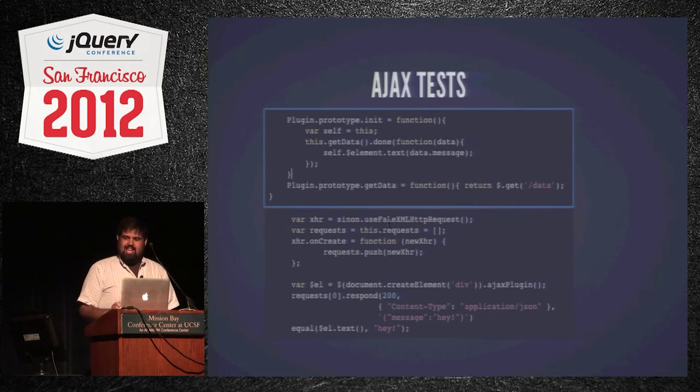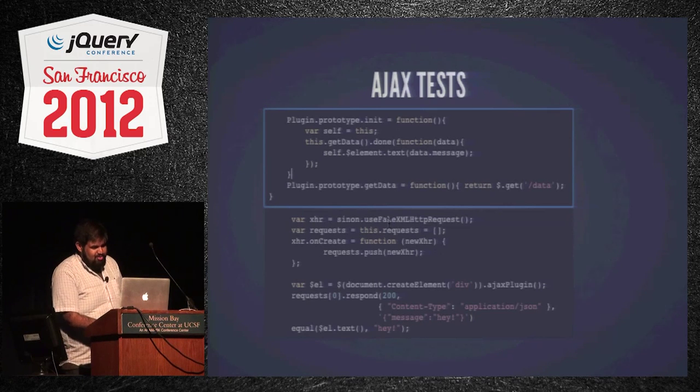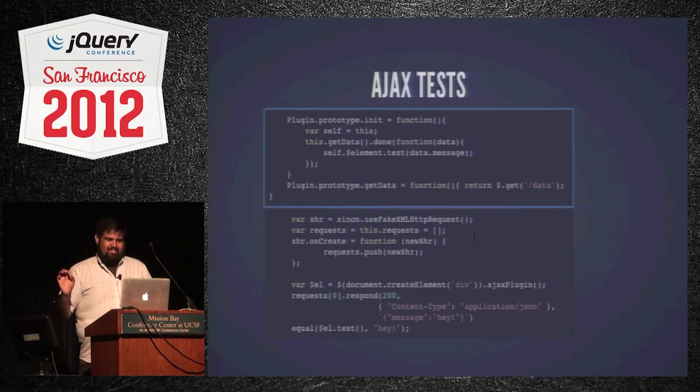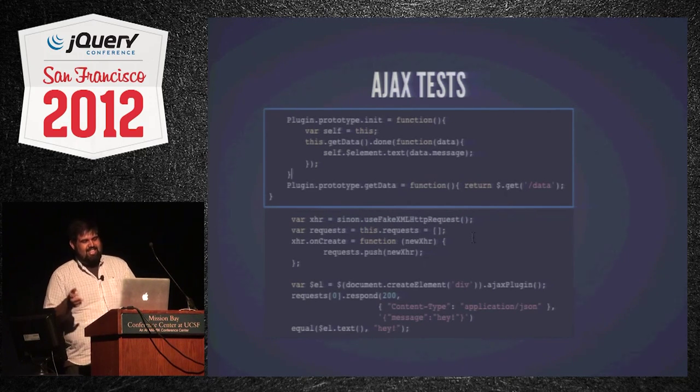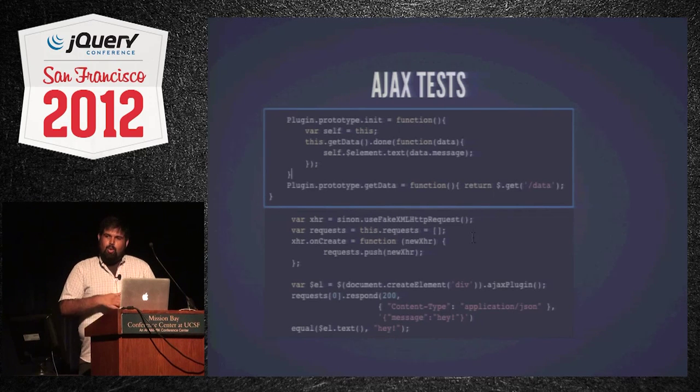But Sinon has this great feature called useFakeXMLHttpRequest. And what this does, even though it is complicated to say, is it gives you back an XHR object and it overwrites the native XHR to use something that is completely synchronous and that you can control programmatically.